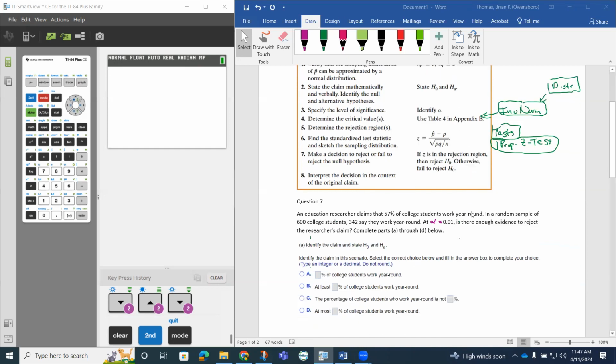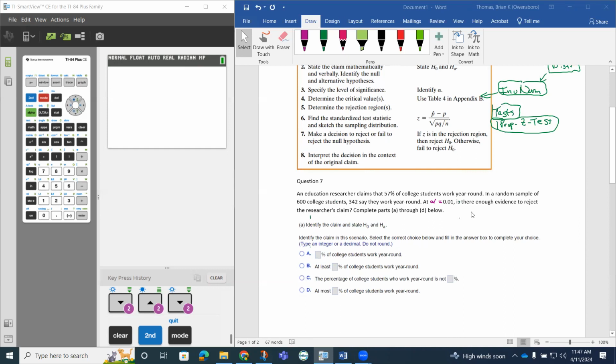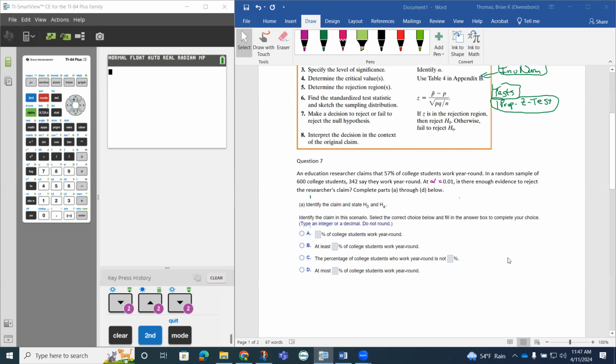So looking at question 7, an education researcher claims that 57% of college students work year-round. In a random sample of 600 college students, 342 say they work year-round. At a level of significance of 1%, is there enough evidence to reject the researcher's claim? Complete A through D. So let's just go through these questions here.